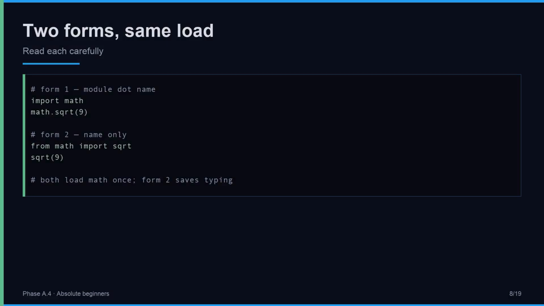Here they are side by side. Form 1, import math, then math.sqrt. The module name is always visible. Form 2, from math import sqrt, then sqrt alone. Shorter, but the source is less obvious when you read the code later. Neither is wrong. Beginners often prefer Form 1 because the module name stays explicit. Professionals mix both, depending on context.